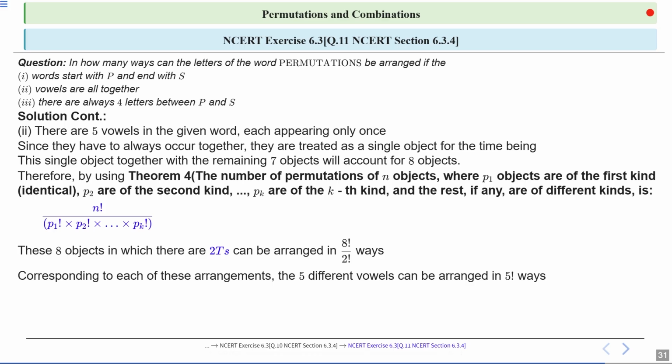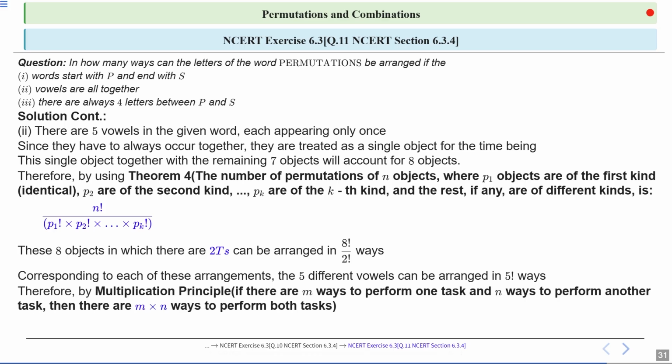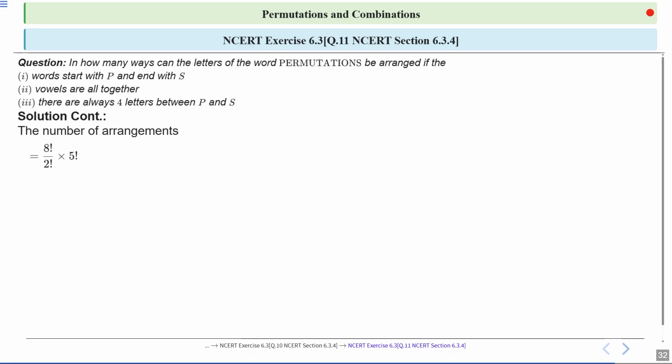So now we will multiply it with the 8 objects arrangements. Therefore, by the multiplication principle, which states that if there are m ways to do one task and n ways to do another task, then there are m into n ways to do both tasks together, the number of arrangements is 8 factorial upon 2 factorial into 5 factorial.